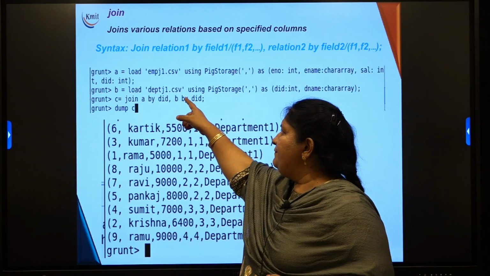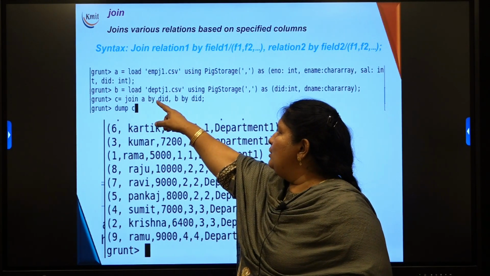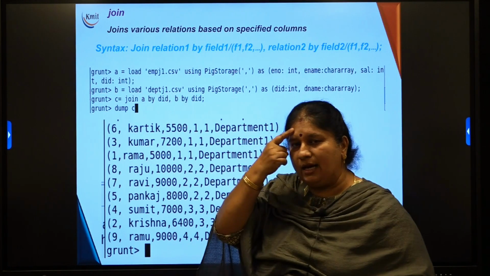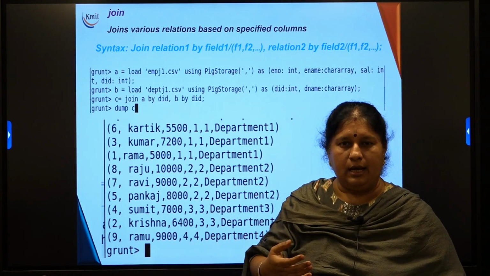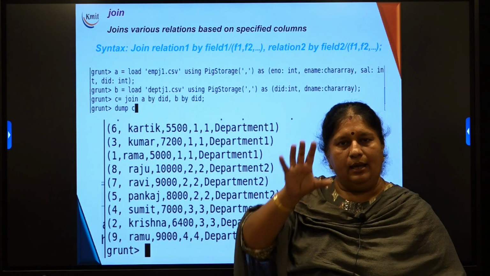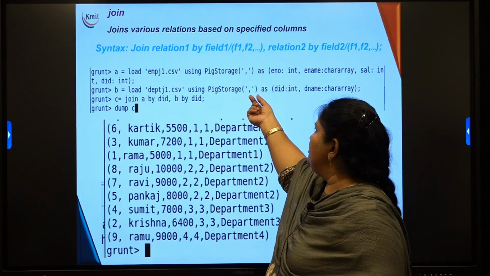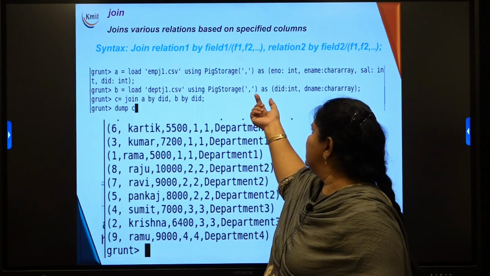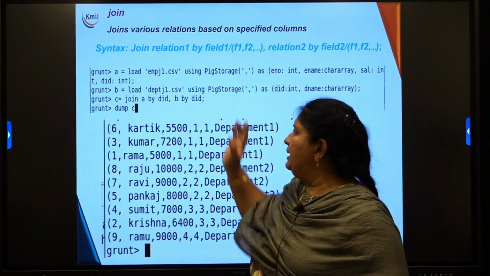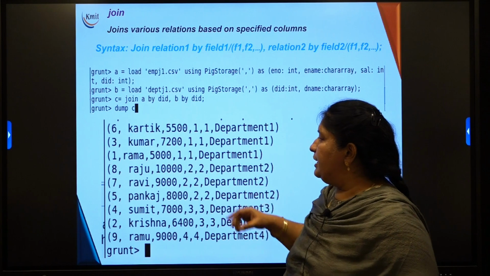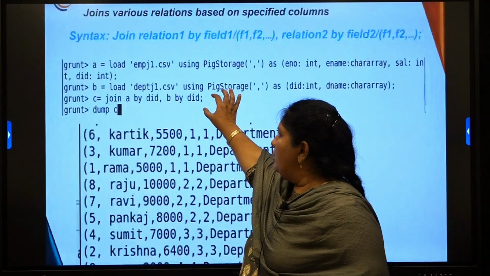Then what did I give? B is equal to load department data. I have taken similar tables from Oracle, employee table and department table. I have stored them using comma separated CSV files, and I have given the department attributes also. Try to see the third statement. What did I give here?